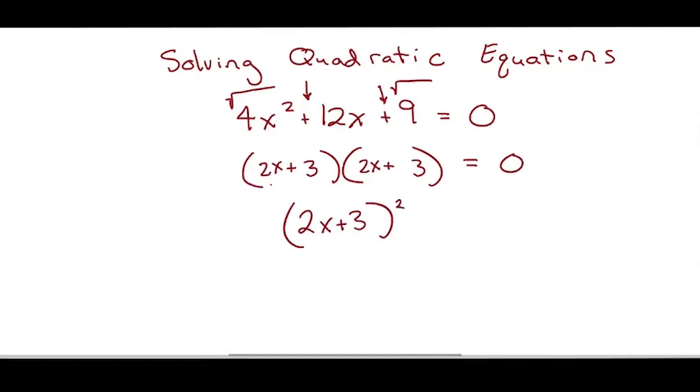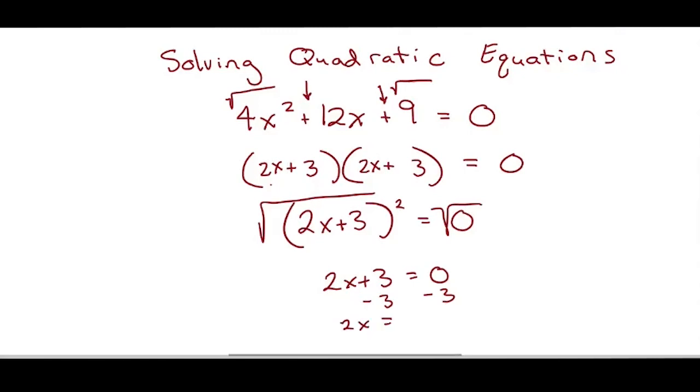Put it in parentheses, squared. Still equal to 0. And now I'm going to take the square root of both sides. So that's 2x plus 3 equals 0. I'm going to subtract 3, subtract 3. Well, that's 2x equals negative 3. Divide by 2, so x equals negative 3 over 2.